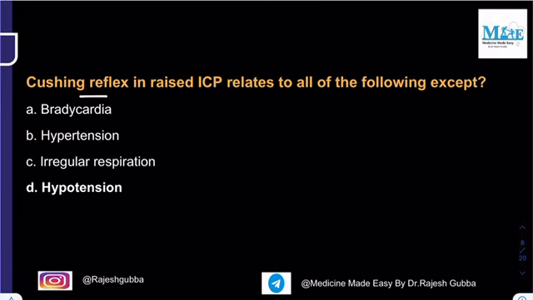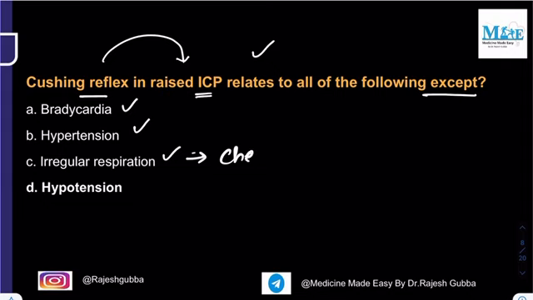Right, the Cushing's reflex in raised intracranial pressure relates to all of the following except: bradycardia, hypertension, irregular respiration, then the hypotension. So Cushing's reflex is the one which gets activated whenever there is raised intracranial pressure, and the components of the Cushing's reflex will be bradycardia, hypertension, as well as the irregular respiration. And the type of irregular respiration that you come across in the Cushing's reflex is Cheyne-Stokes respiration. That is the irregular respiration that you will come across in patients with raised intracranial pressure.